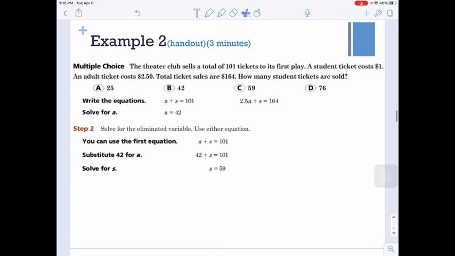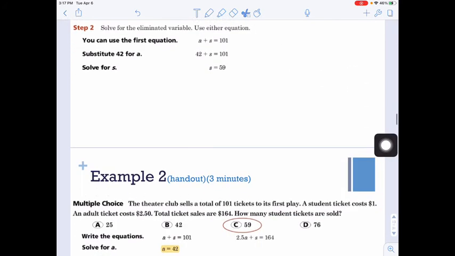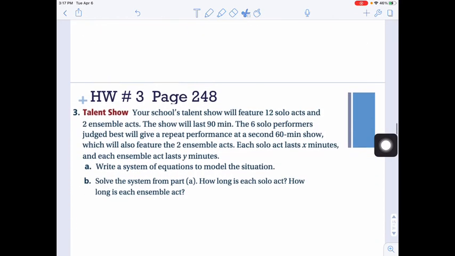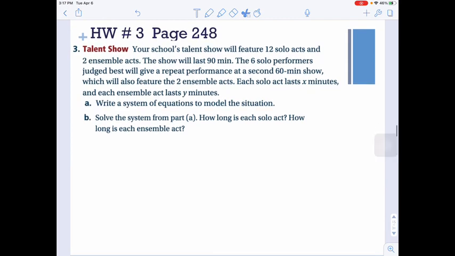And it's actually a multiple choice problem on the slides. So in the slides, you would want to end up with the number 59. Keep in mind that they did put 42, which was the other value. So on MathXL, if you did this problem as a multiple choice problem, be careful, make sure you're looking for the right variable. Now I would like you to try number 3 on page 248.